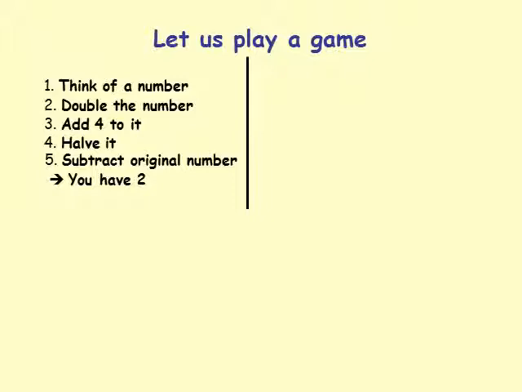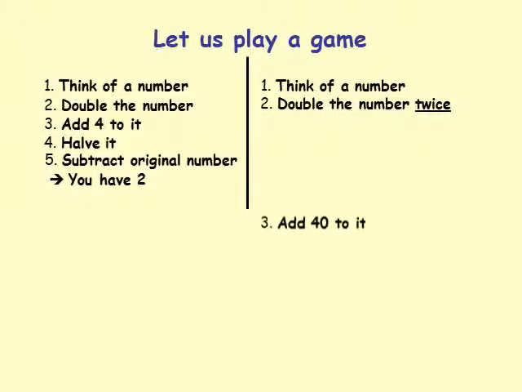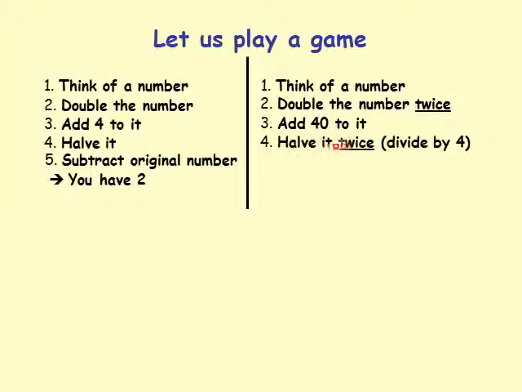Okay, let's continue with a slightly different game. Step 1, think of a number. Double that number twice. Now we are trying to multiply that by 4. Okay, add 40 to that number.